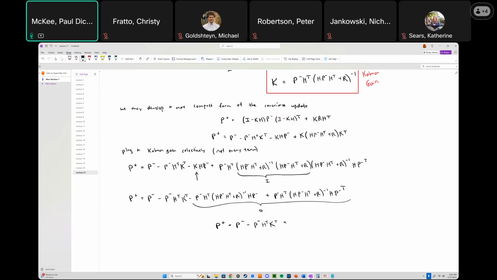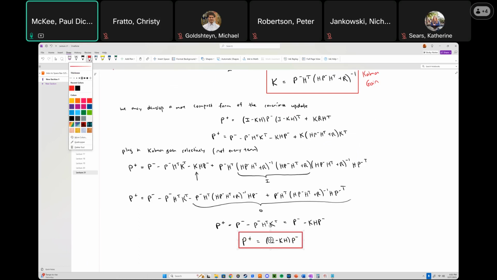Okay, we're almost done. Take a break in a minute here. So P plus is equal to P minus minus P minus H transpose K transpose, which is the same thing as P minus minus K H P minus, or we could just say P plus is I minus K H P minus. And this is what's referred to as the collapsed form, as opposed to the Joseph form of our covariance update. So this is collapsed form.